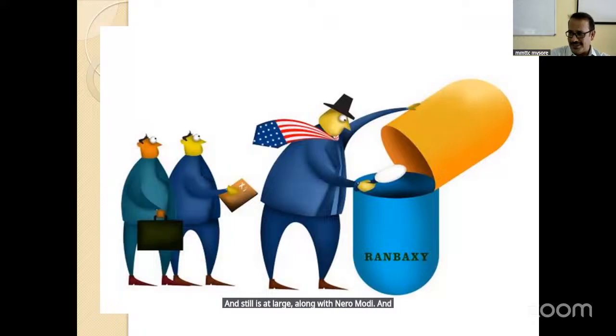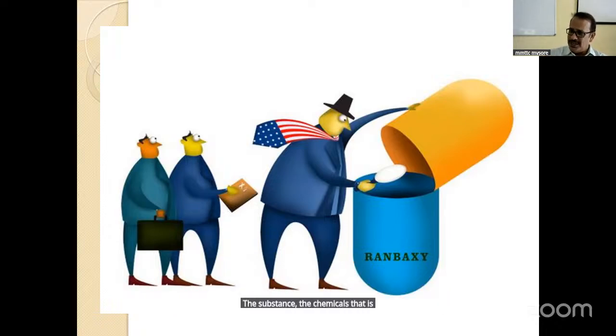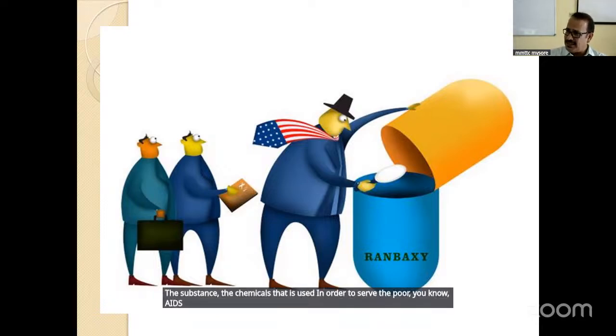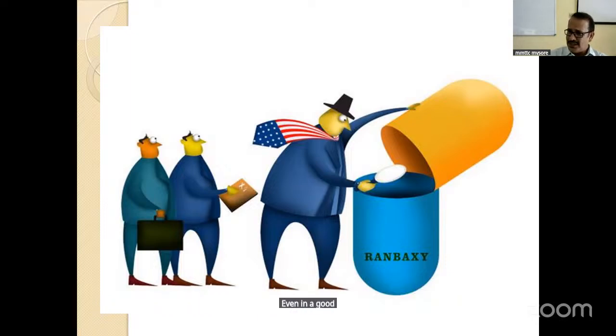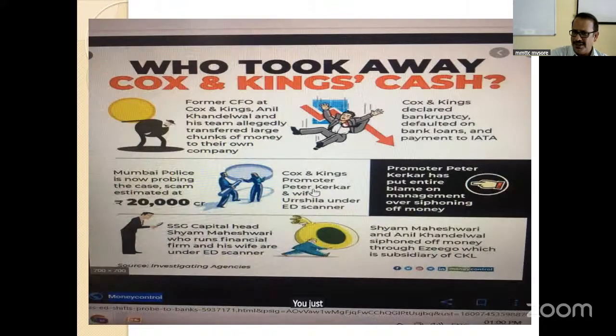And Ranbaxy was another big headline in those days, where they manipulated the substance, the chemicals used to serve poor, AIDS-ravaged South African countries. Even in a good cause, they were using substandard chemicals. That was one of the scandals of Ranbaxy. Then Yes Bank, they diverted 3,700 crores. You just see the numbers. Cox and Kings, 20,000 crores.